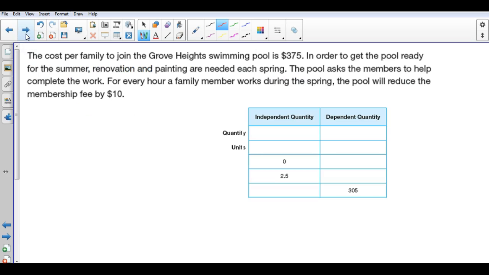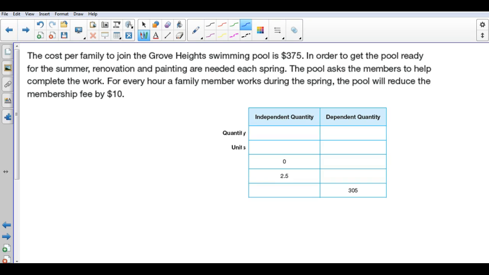And then the last problem. The cost per family to join a swimming pool is $375. In order to get the pool ready for summer, renovation and painting are needed each spring. The pool asks members to help complete the work. So for every hour that the family member works during the spring, the pool is just going to reduce their membership fee by $10. So it's kind of like the people are making $10 an hour just to do some maintenance work.